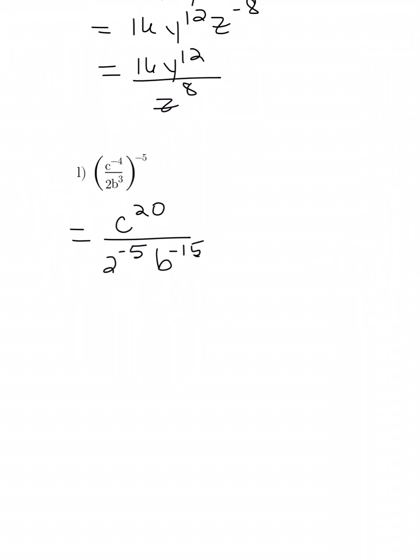We need to take both of those items from the denominator and push them to the numerator. So it becomes 2 to the positive 5, b to the positive 15. The c is going to stay in the numerator because it was already positive. Now just finish it out by raising your 2 to the 5th. That's 32. B to the 15th, C to the 20th.